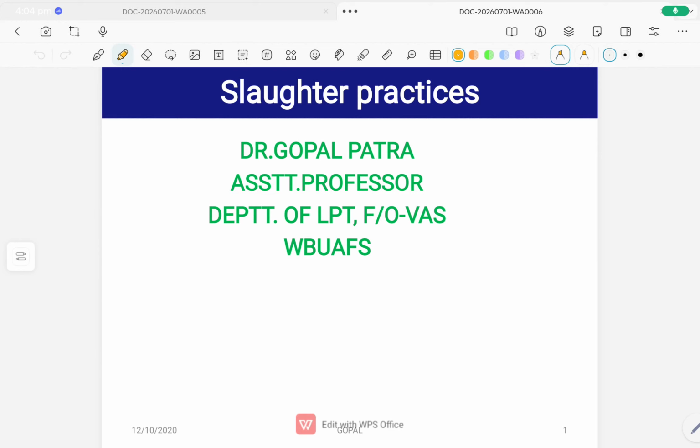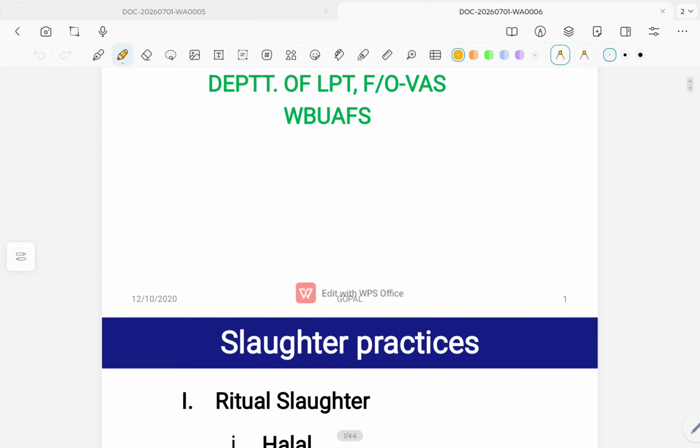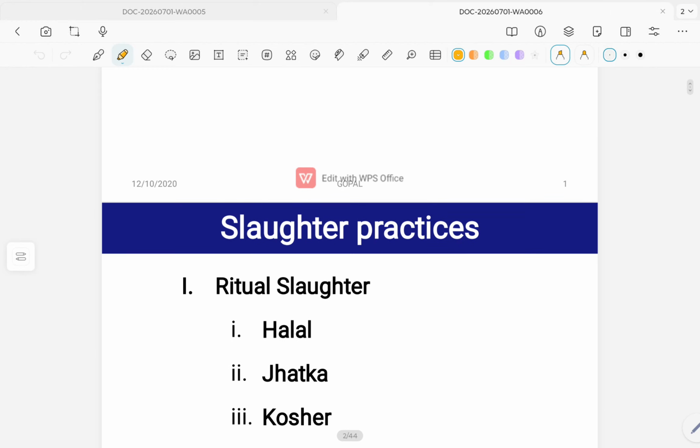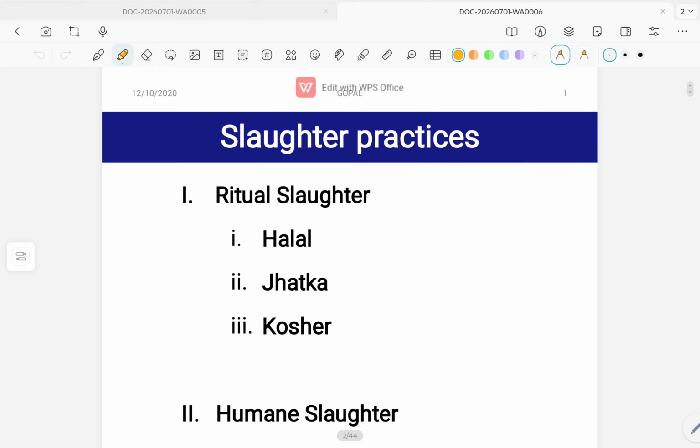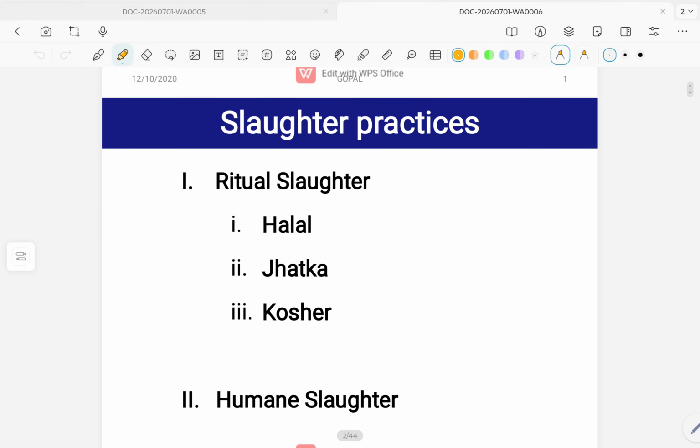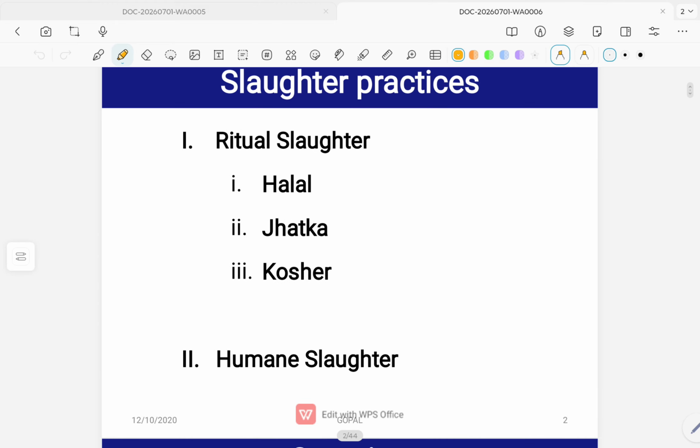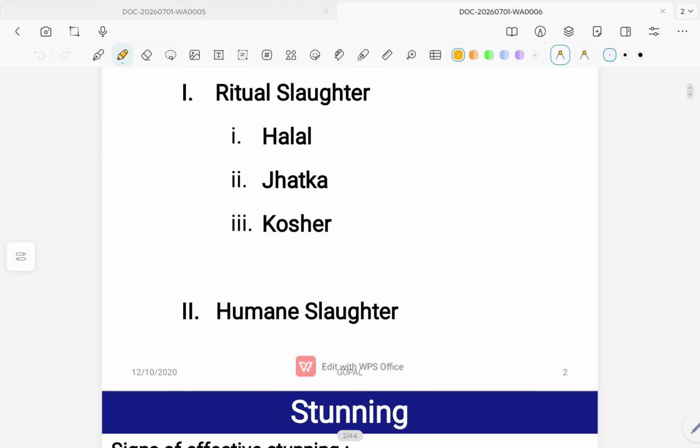Slaughter practices. First, ritual slaughter. Ritual slaughter: halal, jhatka, kosher.